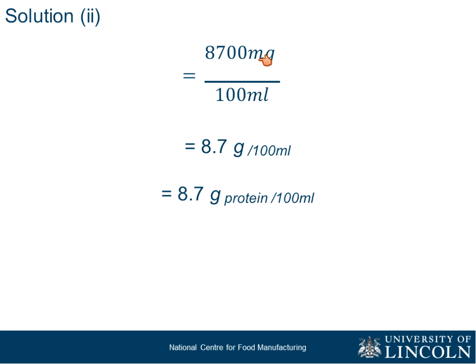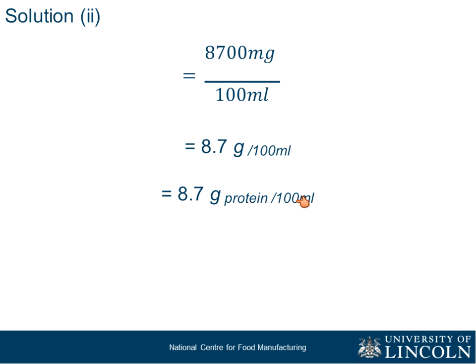Don't forget, milli is 1,000. 1,000 milligram equals 1 gram. So if you want to take away this mil, you need to divide this by 1,000. When you divide that by 1,000, you have 8.7 gram. Gram is greater than milligram because a gram is 1,000 milligram. So dividing this by 1,000, you have 8.7 gram per 100 mil, which equals 8.7 gram protein per 100 mil.